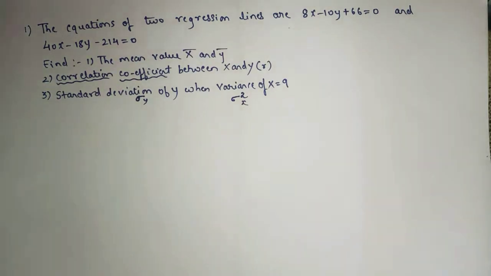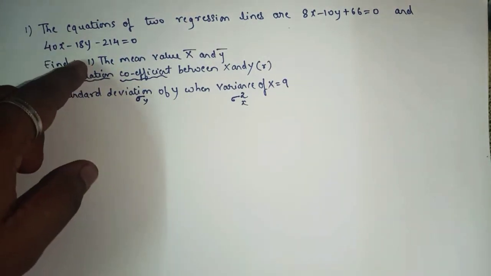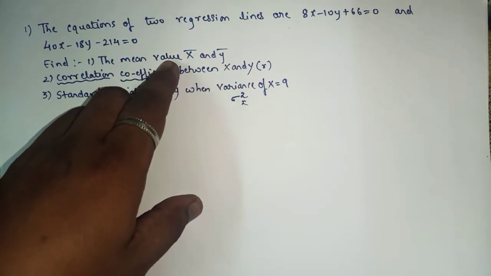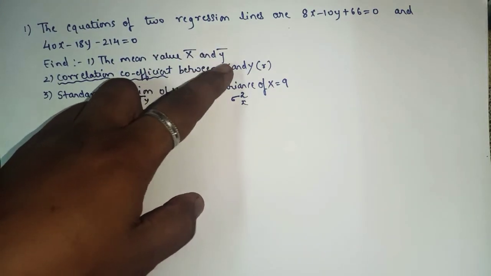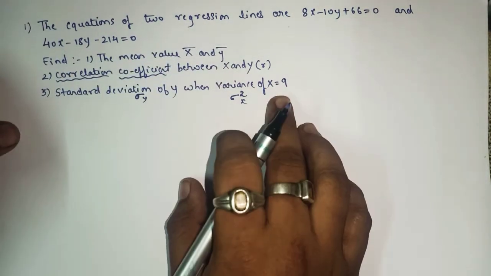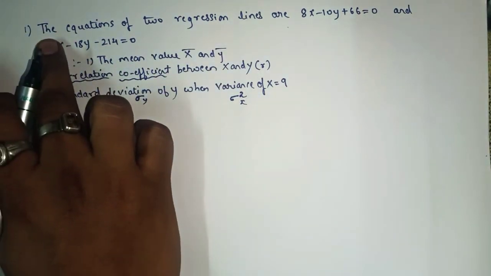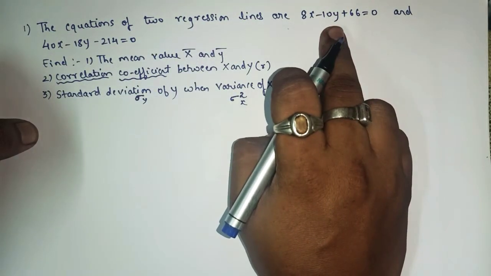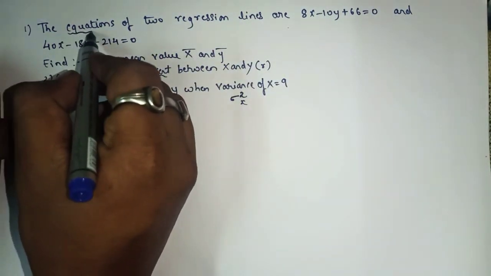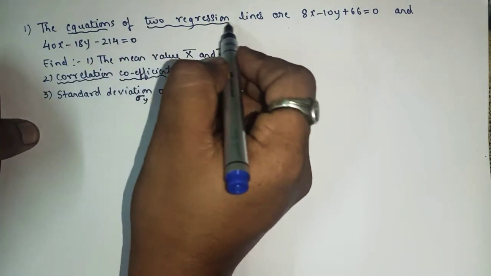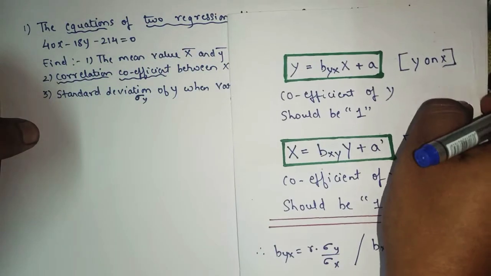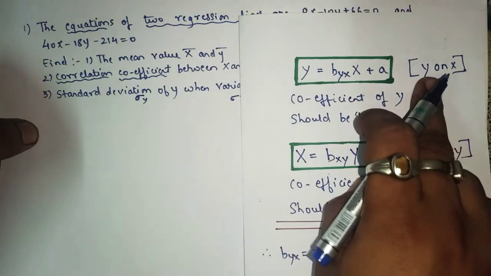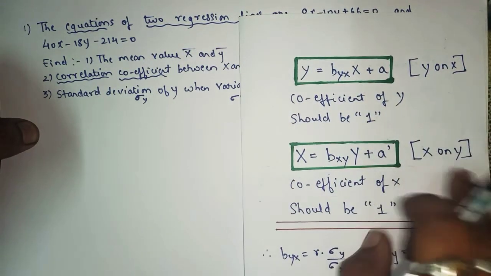Okay, now first we'll focus on the first part, how to find the mean value of x and y. So mean value of x and y means x bar and y bar. Here we have two equations. The equations of two regression lines are given. What do we mean by two regression lines? It means y on x and x on y. In this chapter we have two regressions. One is y on x and the second one is x on y.